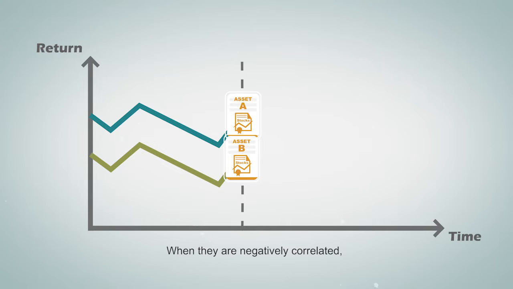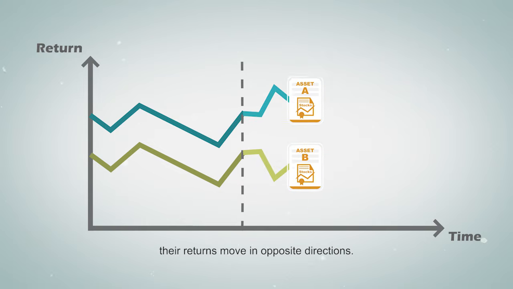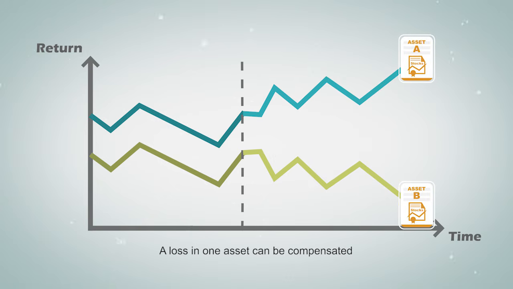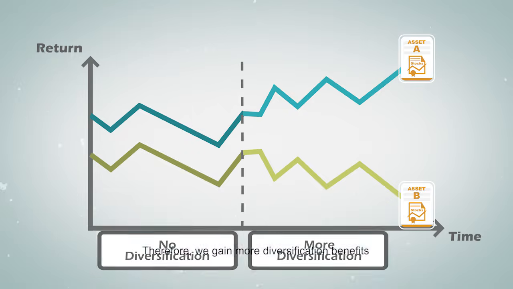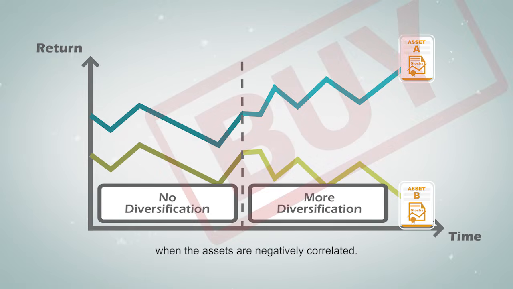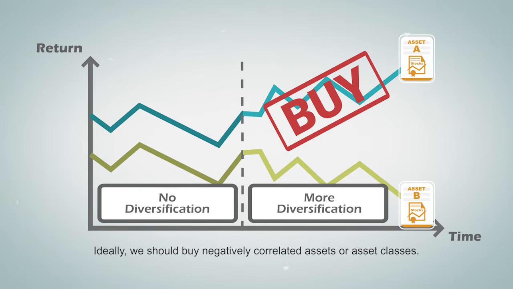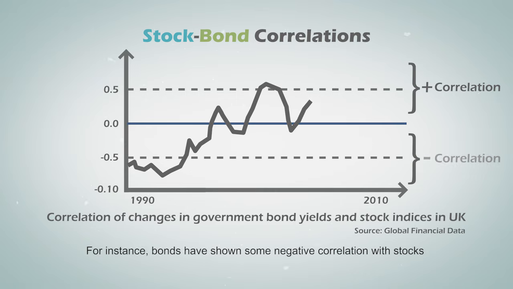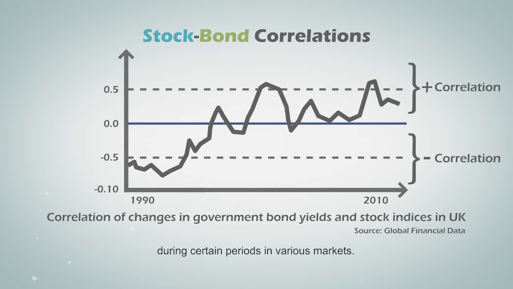When they are negatively correlated, their returns move in opposite directions. A loss in one asset can be compensated by a gain in the second asset to a certain extent. Therefore, we gain more diversification benefits when the assets are negatively correlated. Ideally, we should buy negatively correlated assets or asset classes. For instance, bonds have shown some negative correlation with stocks during certain periods in various markets.